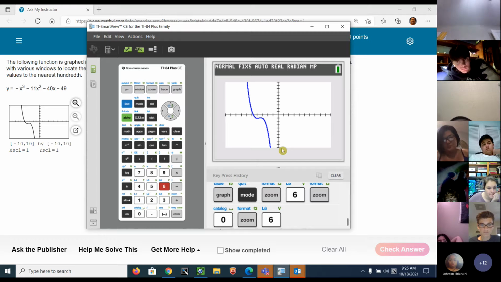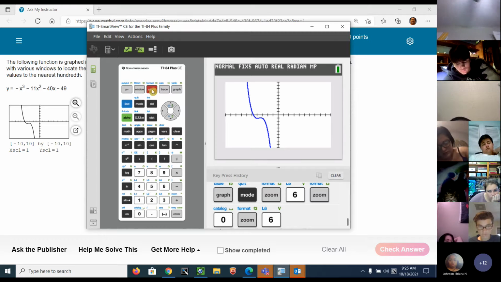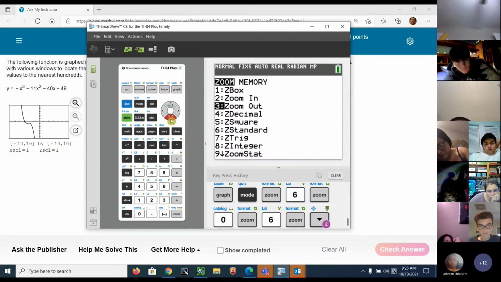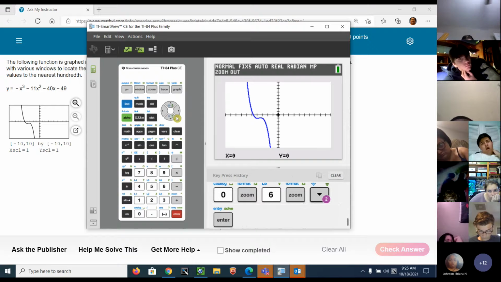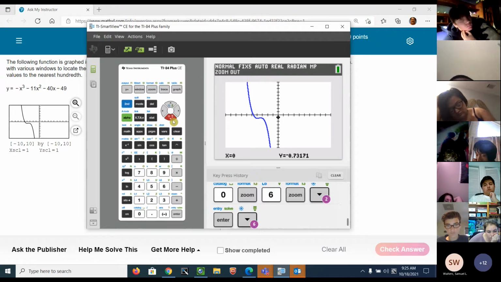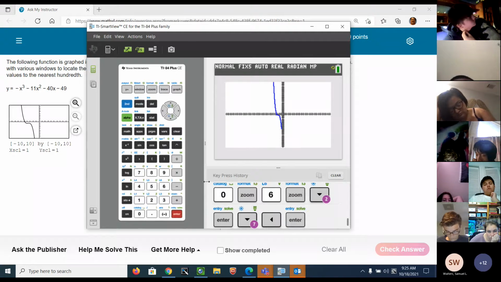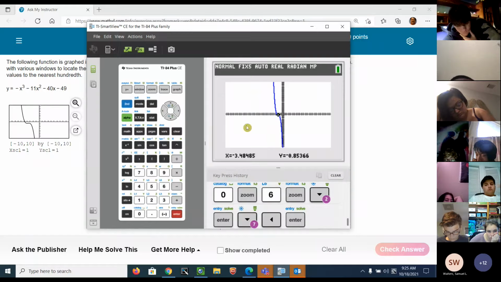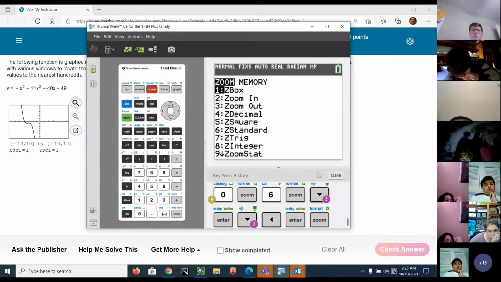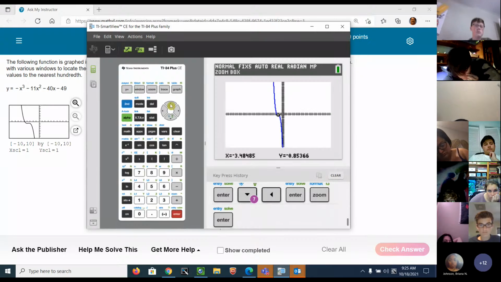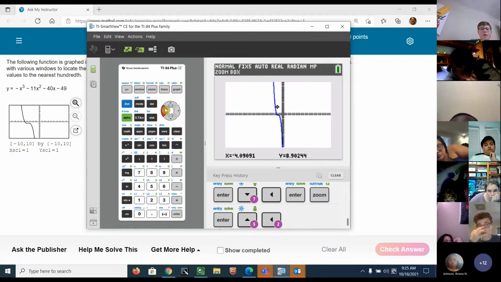Okay, can't get the y-intercept, so I'm going to zoom out a little bit. Zoom out. I'd like to get that y-intercept. I'm going to move over and down. I'm going to hit enter. Okay, now I'm going to do Zoom box, which is number 1. This is the way I do it. And I make sure I get the saddle, which is that part in the middle, the saddle.